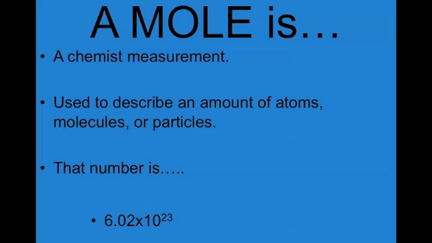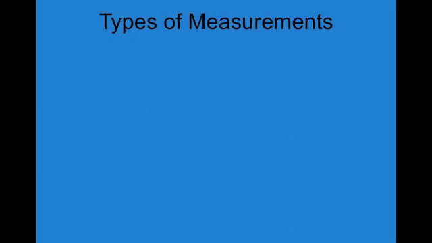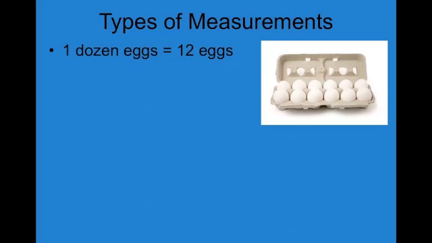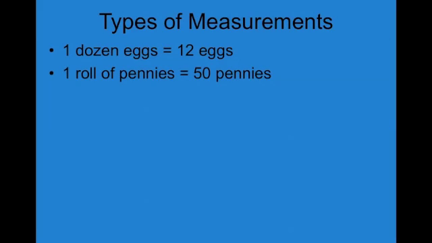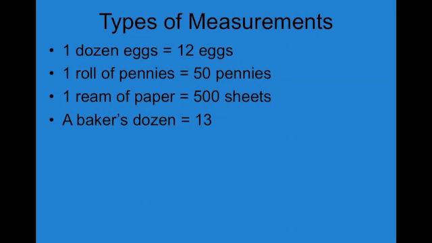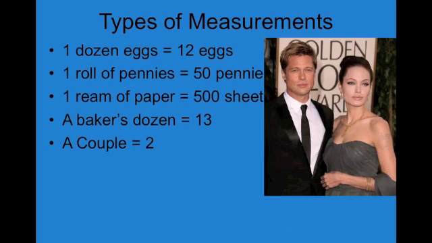Now remember, since it is a measurement amount, it's similar to other measurement amounts. 1 dozen, for example, is 12. Whenever you go to the grocery store, you know that every dozen eggs is 12. You may not know this one, but a roll of pennies actually has 50 pennies in it. 1 ream of paper, remember we talked about that big thick clump, is 500 total sheets. A baker's dozen contains 13, because who wouldn't want an extra pastry? Then we have a couple, 2, the most famous ones, of course, being Brad and Angelina. And then a mole is 6.022 times 10 to the 23rd particles.